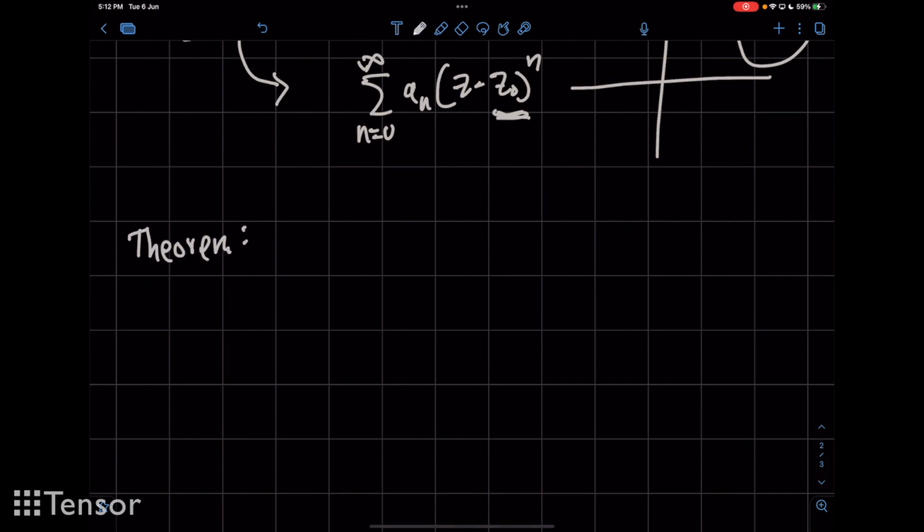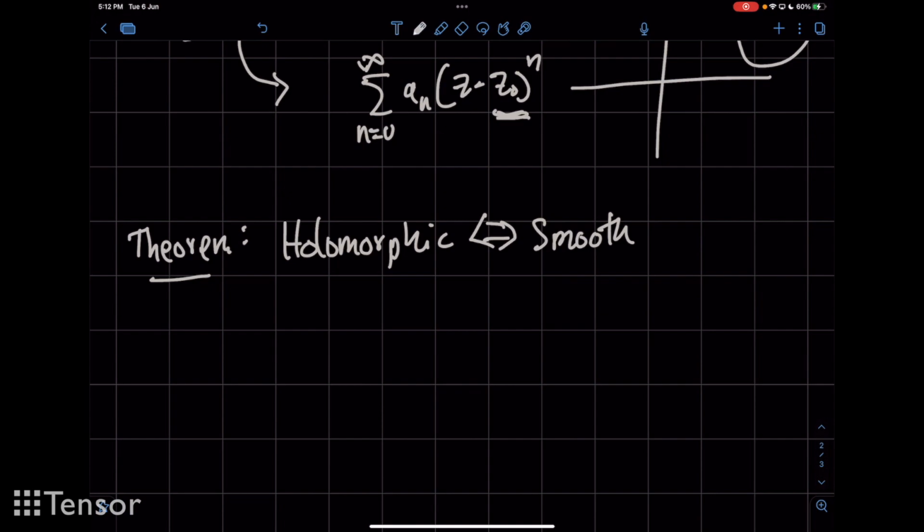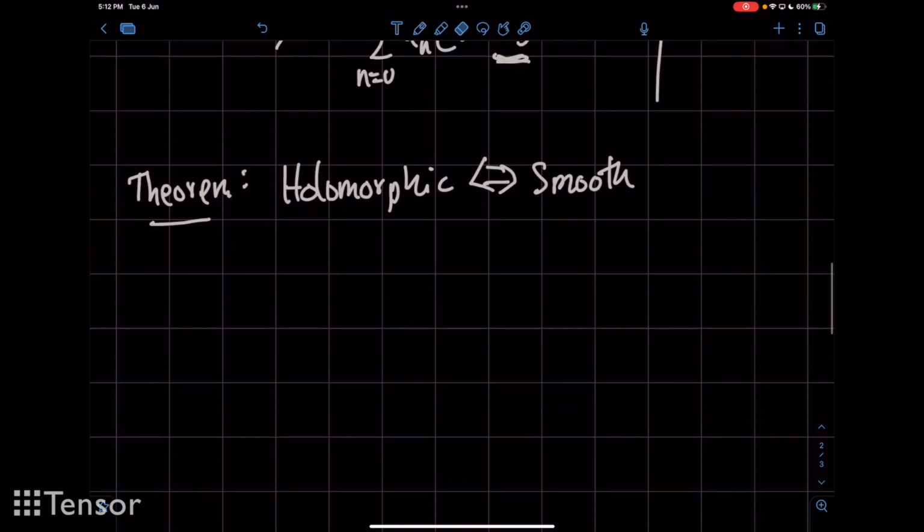So the theorem says that holomorphic, as I said, holomorphicity is a generalization of a differentiable function in complex numbers. So the theorem says that a function is holomorphic if and only if it is smooth. What do I mean by smooth? By smooth, I mean that the function is infinitely differentiable. So I can differentiate it as many times as I want. And for complex analysis, this is equivalent to being analytic.